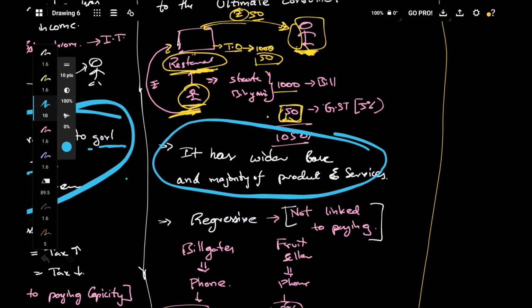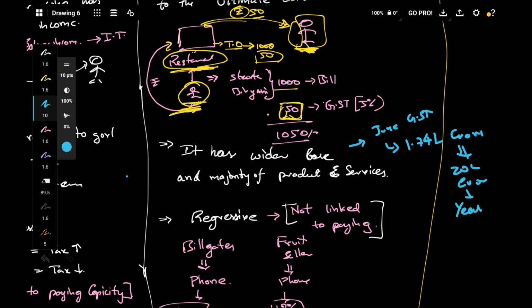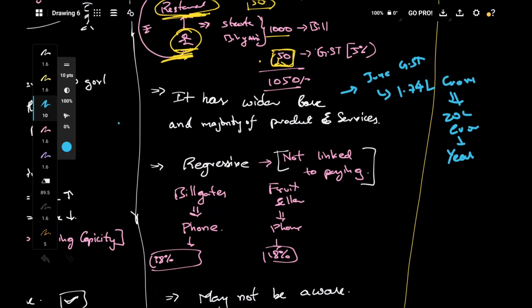So just imagine, in June, the GST collection to the government is about 1.74 lakh crores. That easily comes to 20 lakh crores per year. That's how much the government is collecting through just GST. I'm not even including other indirect taxes, that's customs duty. Just GST is this much, 20 lakh crores. So let's move.